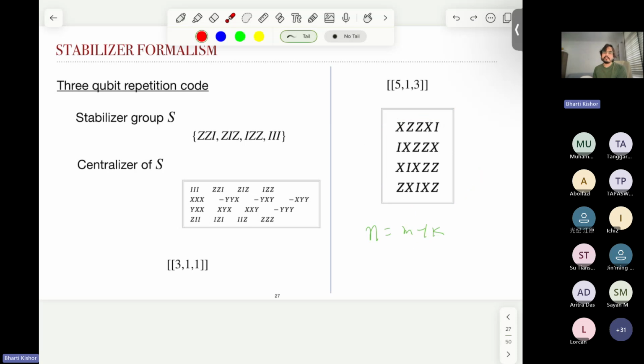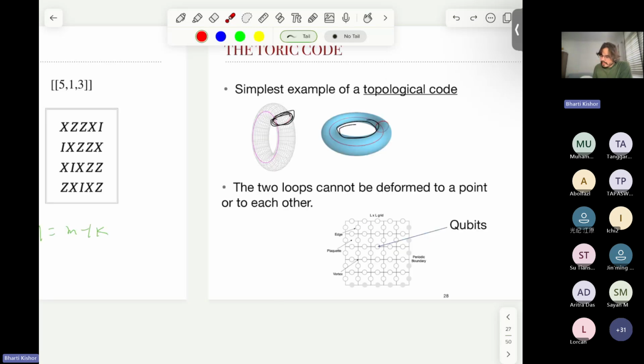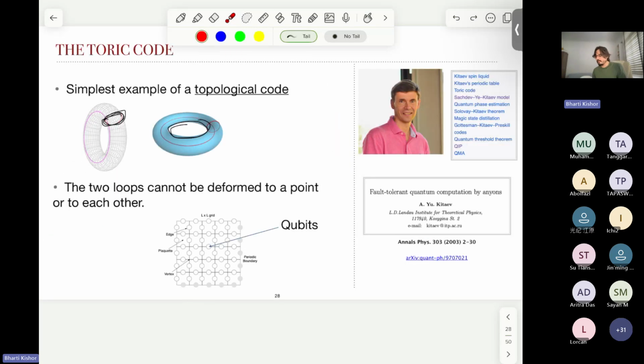Once you talked about the generators, everything else is fixed from there, because the number of generators gives you how many logical qubits you have, and that tells you what the logical operators are, because you look at the centralizer, and then from there you can find the distance of the code. So that concludes the stabilizer formalism part.